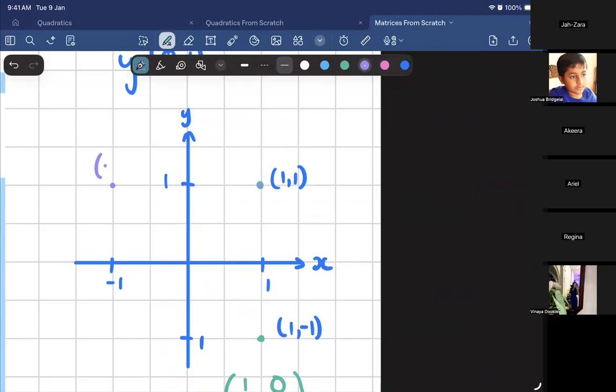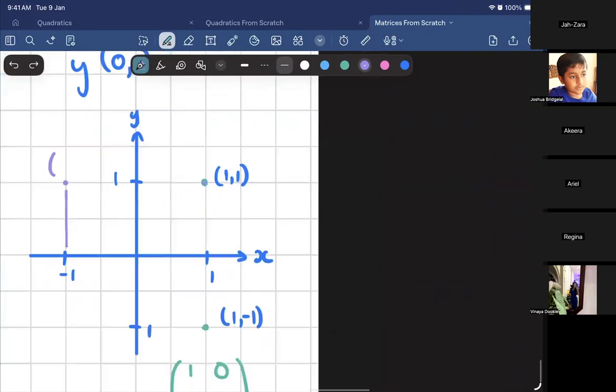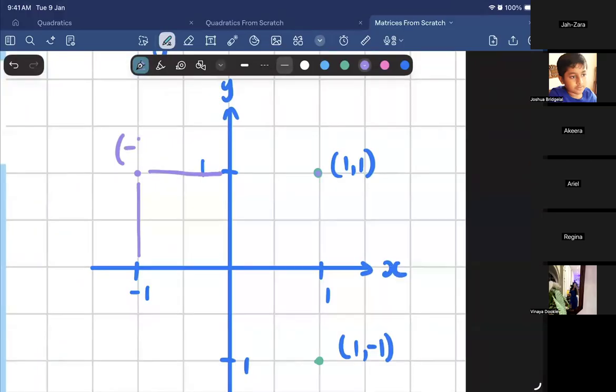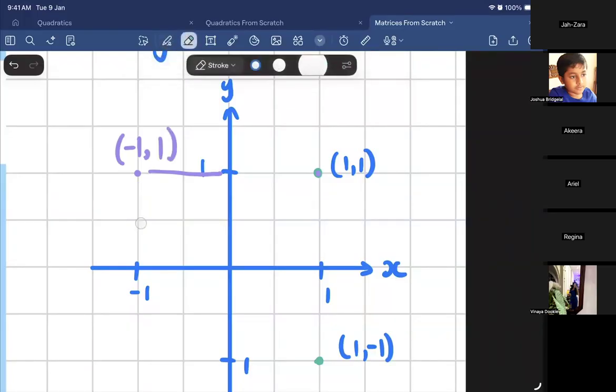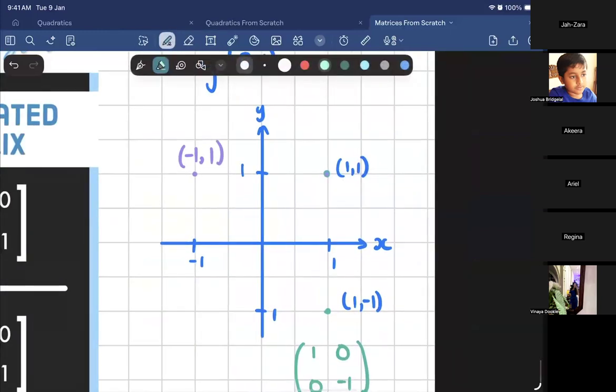That would be 0, 1? Nah. When you tell them a point, you have to tell them the x value first, then the y value. Read off the value along the x-axis. Negative 1, 0? Nah. So -1. And where are you reading along the y-axis now? Negative 1, 1. Right.